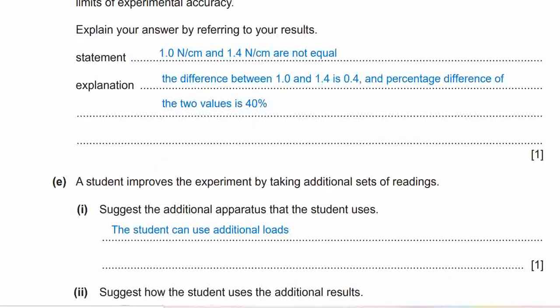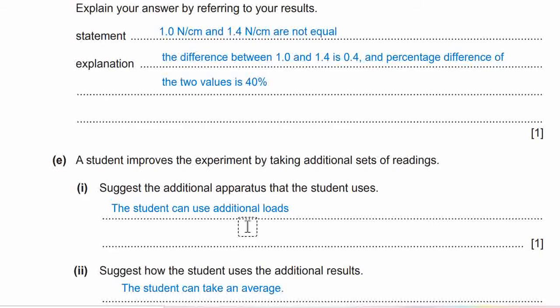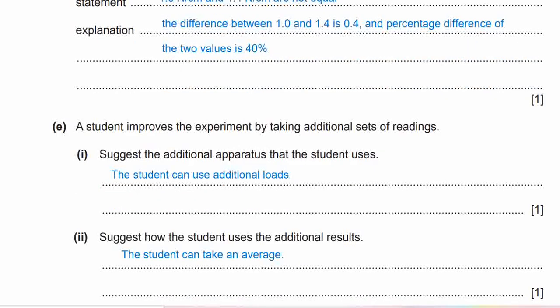Next question, E part 2, suggest how the student uses the additional results. Well, with additional data, the student can take an average of the data. And to get the experimental value of K, the student can take the average.